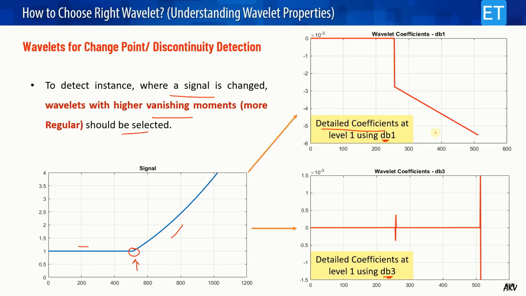There is a clear difference in these two figures: the second one is giving a better representation of this change in value at this time moment, while this one is not a good representation. So this gives the idea that higher vanishing moment wavelets are more suitable for obtaining such change point detection in signals.